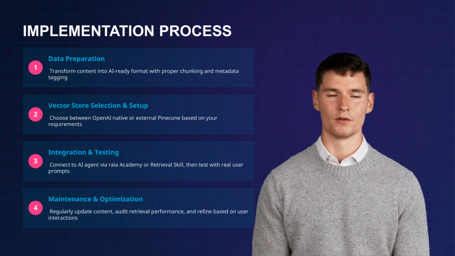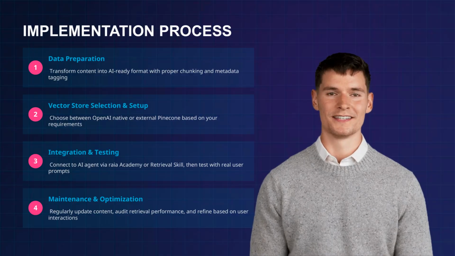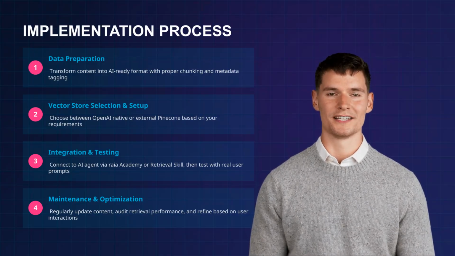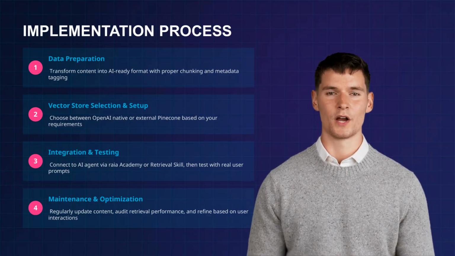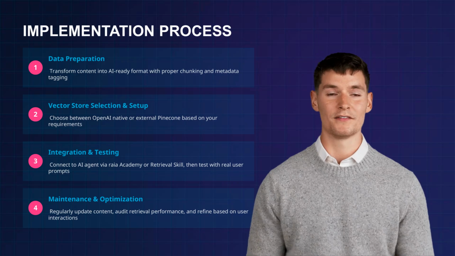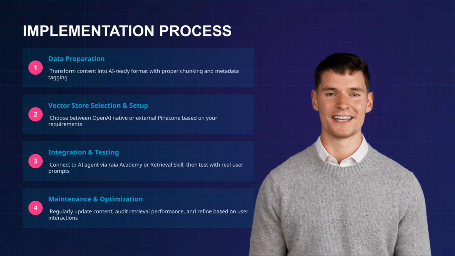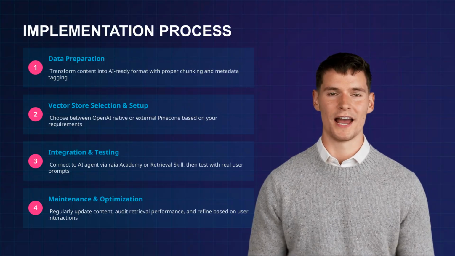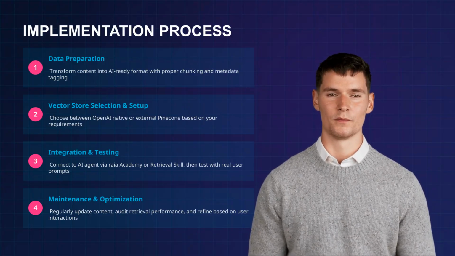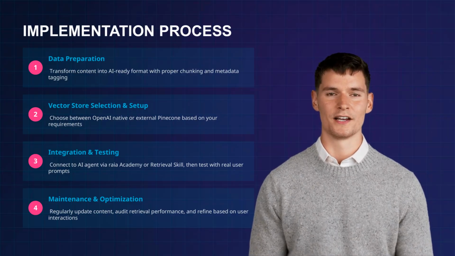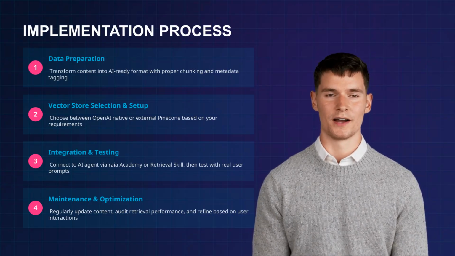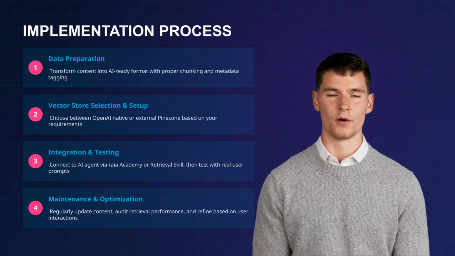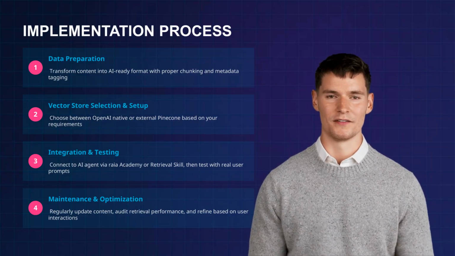Follow these 4 steps to build and maintain a high-performing vector store. Data preparation: transform your content into AI-ready format. Apply smart chunking and add meaningful metadata. Vector store selection and setup: choose between OpenAI native and Pinecone, then configure appropriately. Integration and testing: connect your vector store to your AI agent and test thoroughly using realistic prompts. Maintenance and optimization: keep content up to date, audit performance, and refine based on user feedback. This process ensures your vector store becomes a reliable foundation for accurate, relevant AI responses.